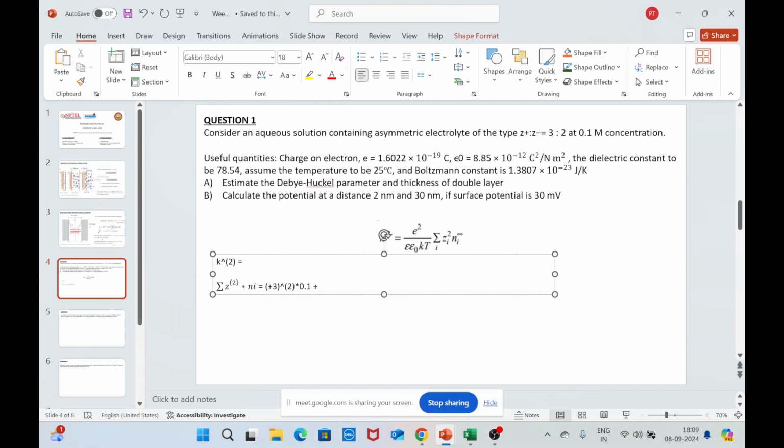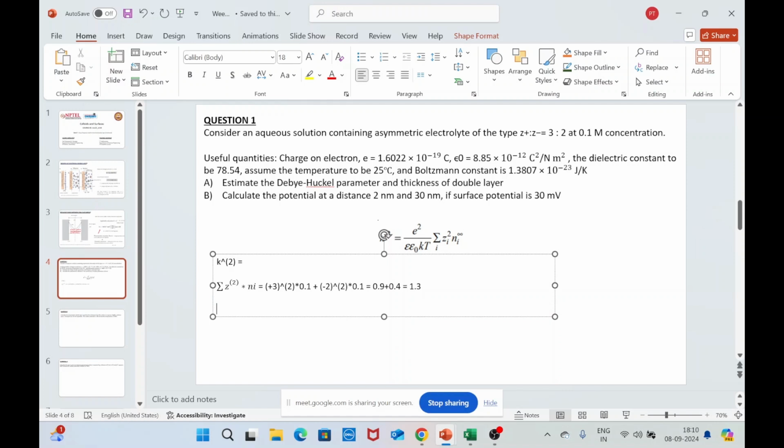Plus, the anion will have negative charge, so minus 2, the whole square, times 0.1. So that will be 0.9 plus... it is nothing but 9 times 0.1 plus 4 times 0.1. So 0.9 plus 0.4, that will be 1.3. So this is the z_i square n_i infinity term value.